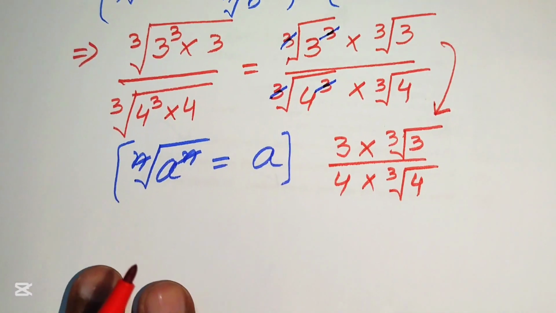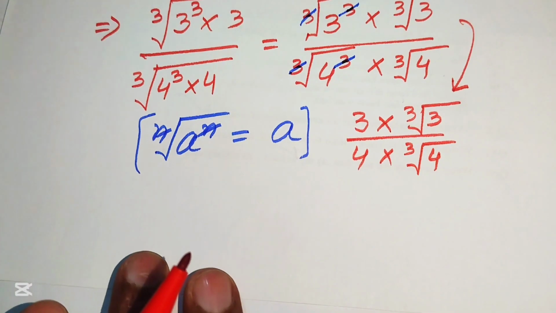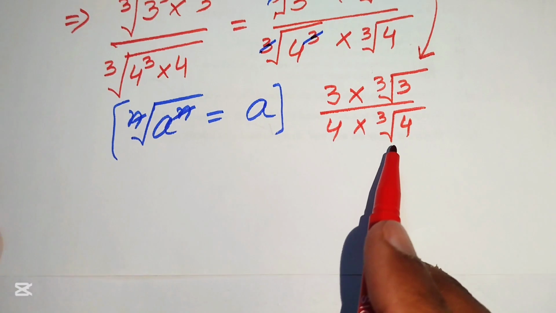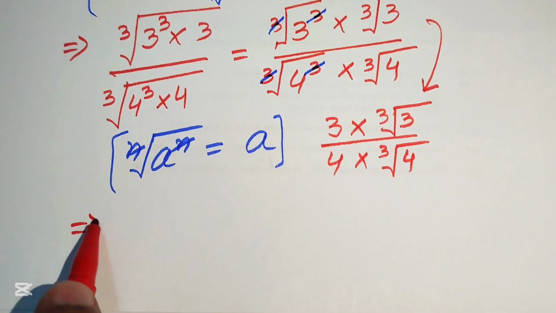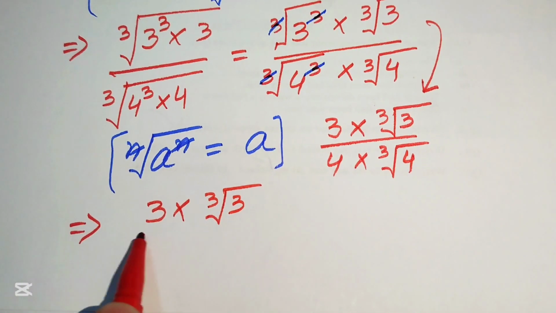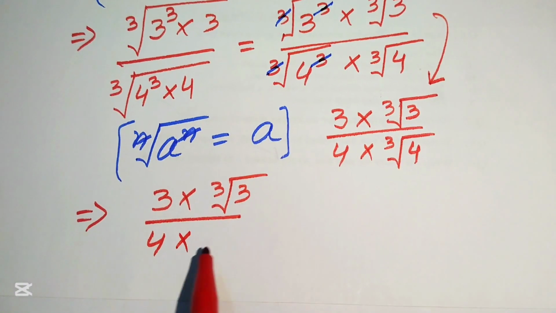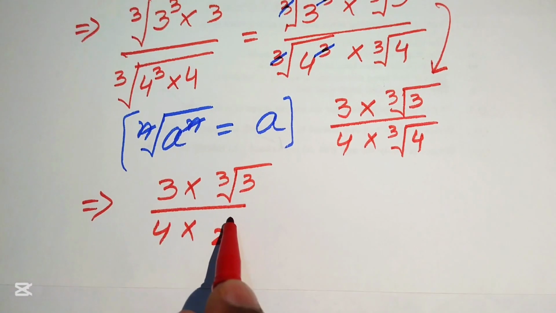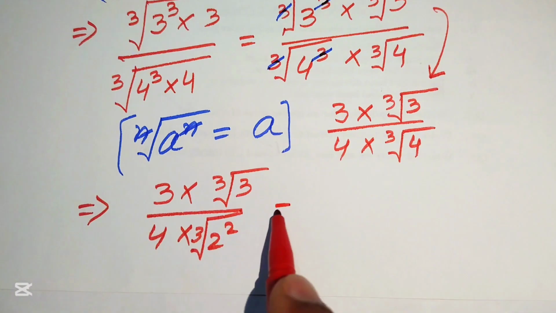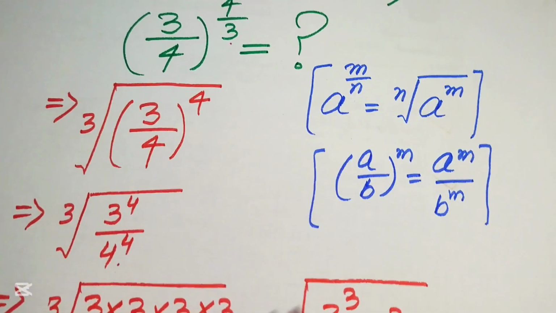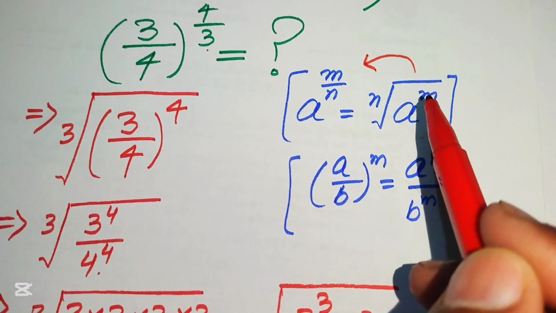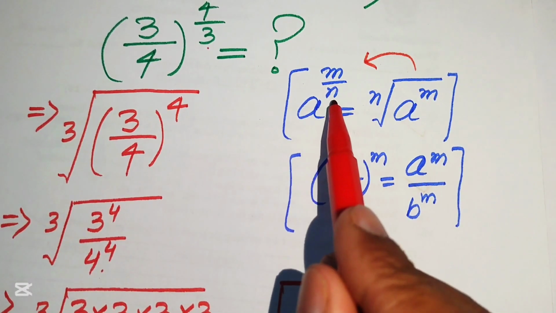Okay, so after that, you see here we have the cube root of 4. So we write this term as 3 times the cube root of 3 divided by 4 times, we write this 4 as 2 squared and its cube root. Okay, so here we need this law, which I can write in the first step. Here we need this radical form to exponential form. So now we convert this radical form to exponential form in this way.